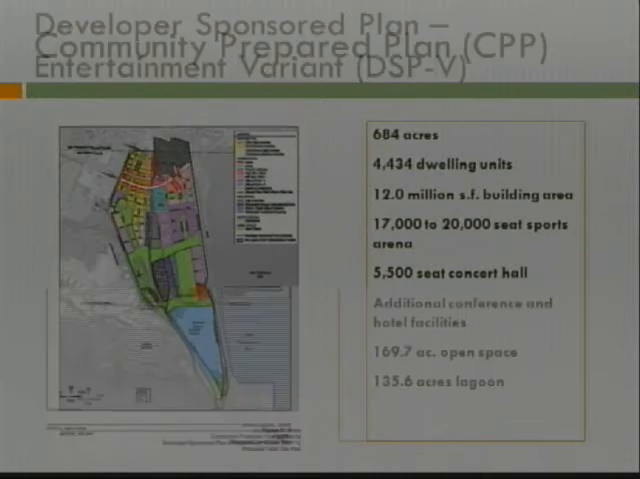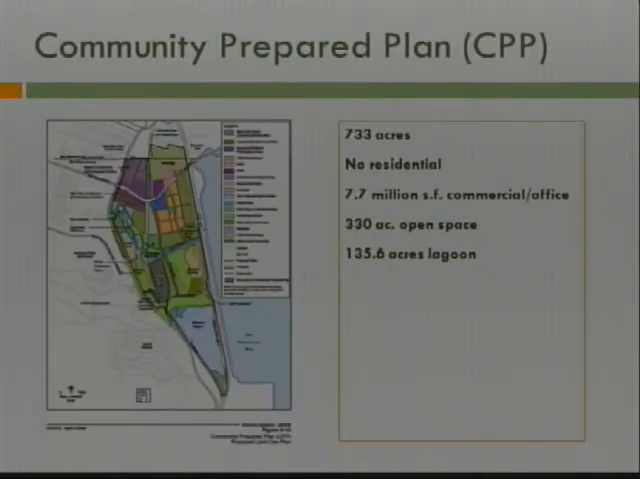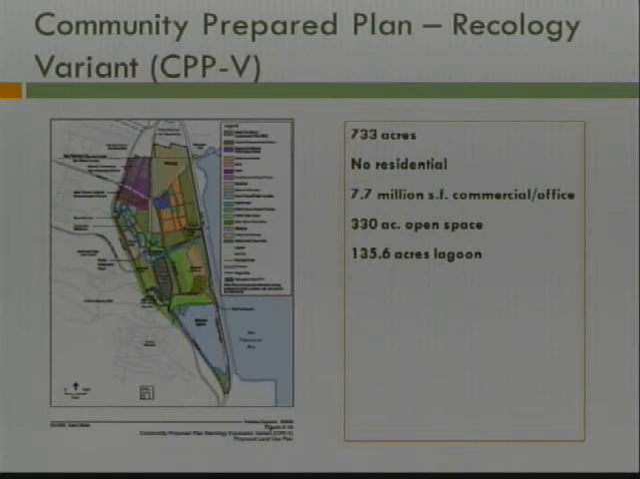The community prepared plan was what you as a community did back a couple years ago. These 2 scenarios do not include residential use and include substantially less building area. In the first one, about 7.7 million square feet, and substantially more open space than the developer's plan. And the final scenario is the Recology expansion, which would take the existing Recology facility and expand it to about 1 million square feet of area, and the rest of the community prepared plan would stay about the same.